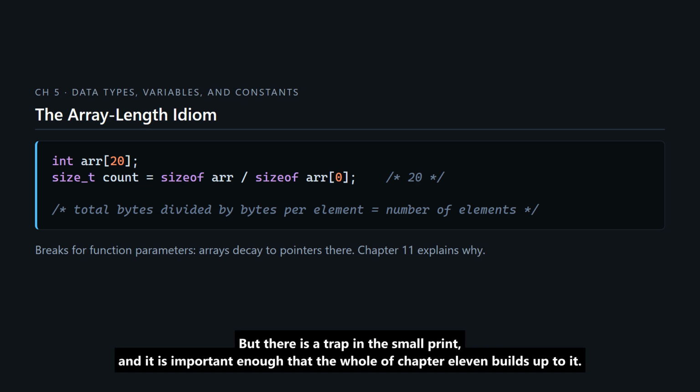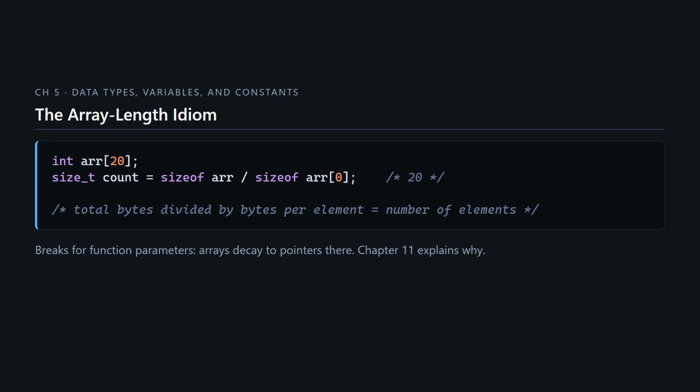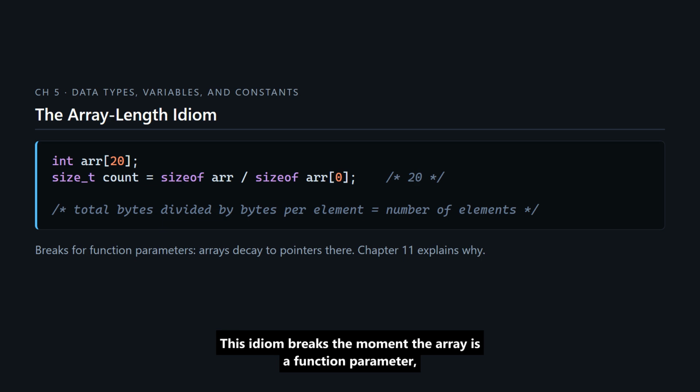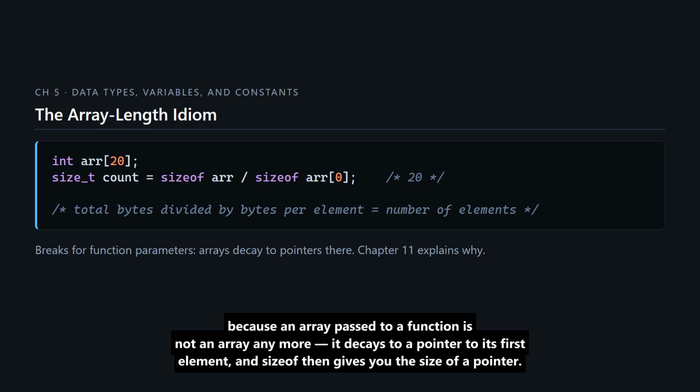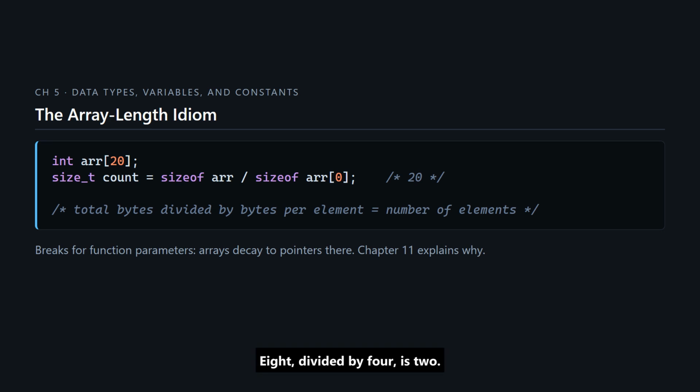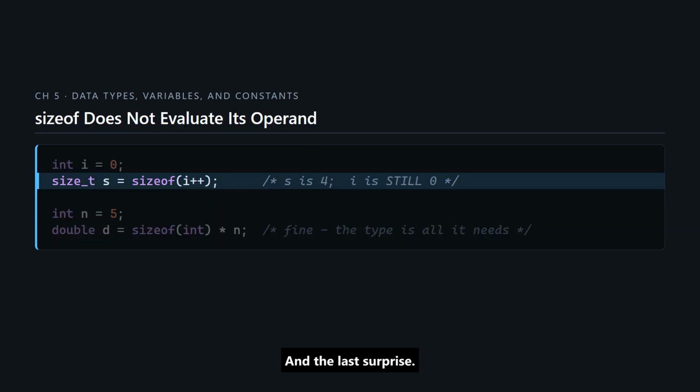But there is a trap in the small print, and it is important enough that the whole of chapter 11 builds up to it. This idiom breaks the moment the array is a function parameter. Because an array passed to a function is not an array anymore, it decays to a pointer to its first element, and sizeof then gives you the size of a pointer. 8 divided by 4 is 2. Silently, with no warning.